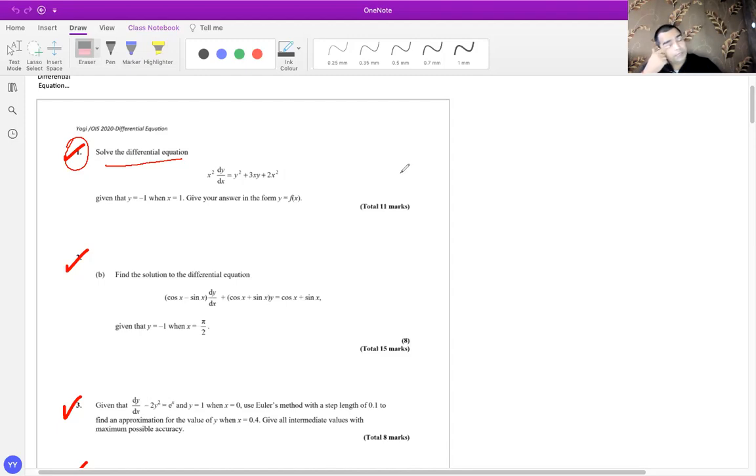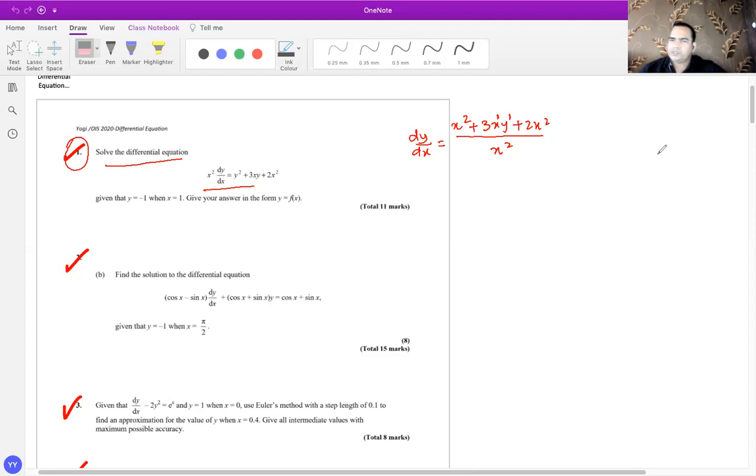So generally, when I make dy by dx the subject of the formula, like for example here, let's say dy by dx equals x squared plus 3xy plus 2x squared over x squared. Now, when you look at this, the easiest way to recognize it is that each term's collective power should be the same. Like here you can see there is 2, then there is 1 and 1 here. So the combined power is 2, once again 2, and once again 2 in the denominator.